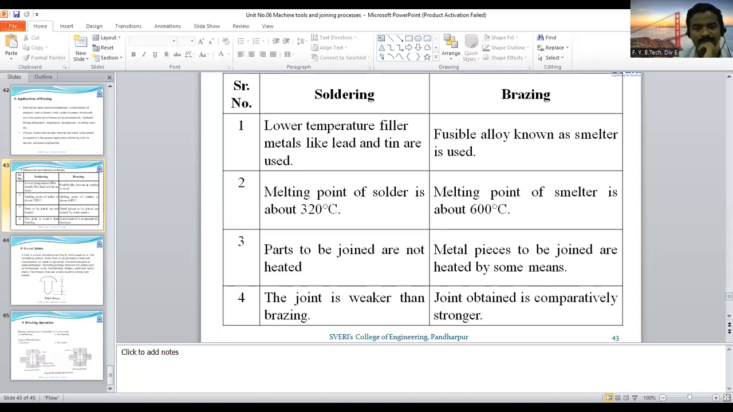Okay, next point for our discussion is brazing. So soldering is over. Now next is brazing process. Please put the heading. Slide not visible. Next process is brazing. Please put the heading.